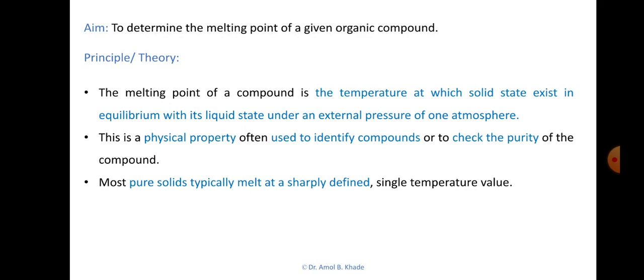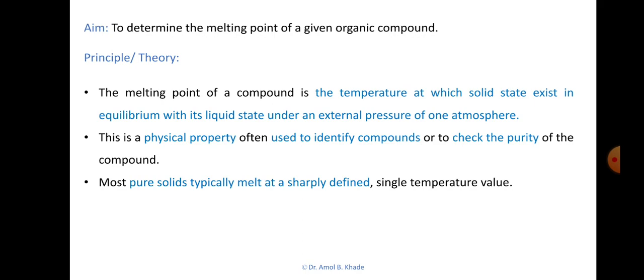So it is very obvious that when your compound is highly pure, like a primary standard, it will have a very sharp melting point. That means it will start melting and within a fraction of a second it will be completely converted from solid to liquid state. So that is called a sharp melting point. Sometimes what happens is the compound will start melting, let's say at 110, and then it will be completely melted after a 2 or 3 degree Celsius interval. So there is a range, okay? This usually happens when your compound is impure.